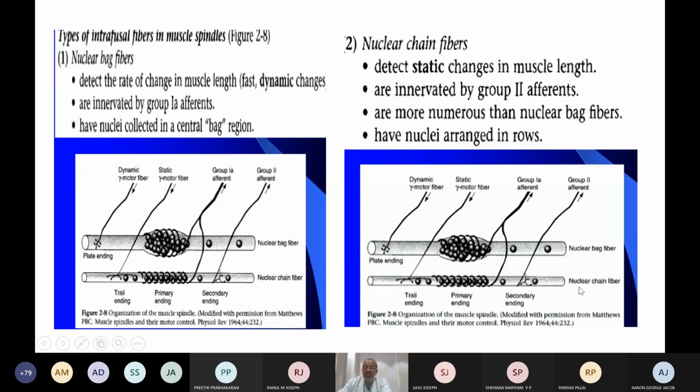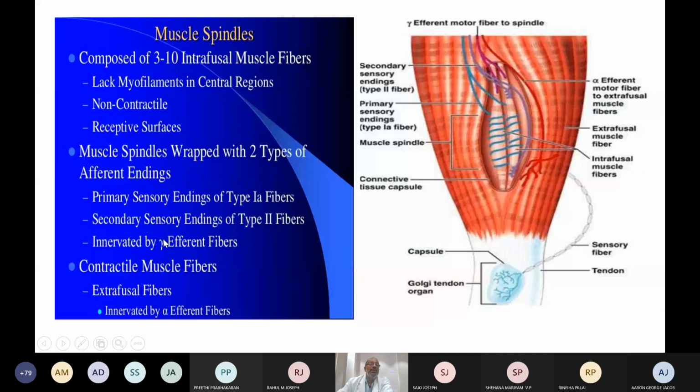So this is the nuclear chain, which detects static changes in the muscle length. They are innervated by group 2 afferents, and are more numerous than nuclear bag fibers. Their nuclei are arranged in a row-like manner.